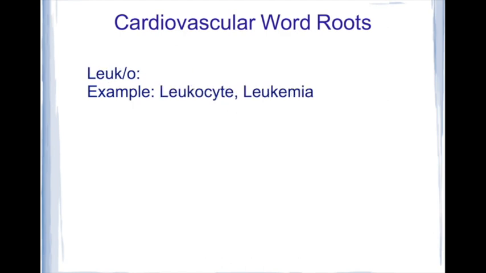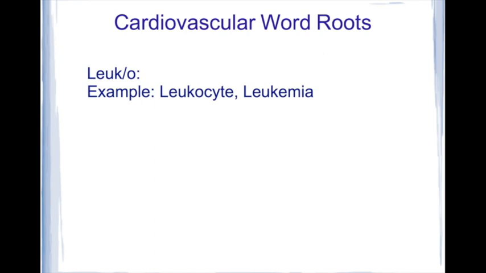Leuko. Now you're going to see leuko in, a lot of these terms are actually interchangeable between body systems. Like this can also apply to the lymphatic system. You'll notice I did not list any lymphatic word roots in this video because they're all just kind of spread out throughout all of the other body systems. So there's no reason to kind of rehash a lot of them. So leuko, example, leukocyte and leukemia. Leukemia, you could also use leuko in the oncology word roots. Leukocyte, again, could be part of the lymphatic system as well.